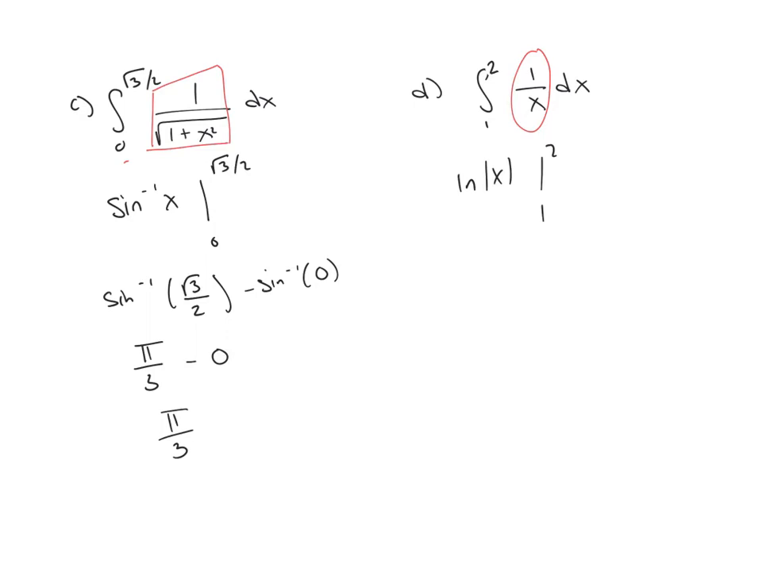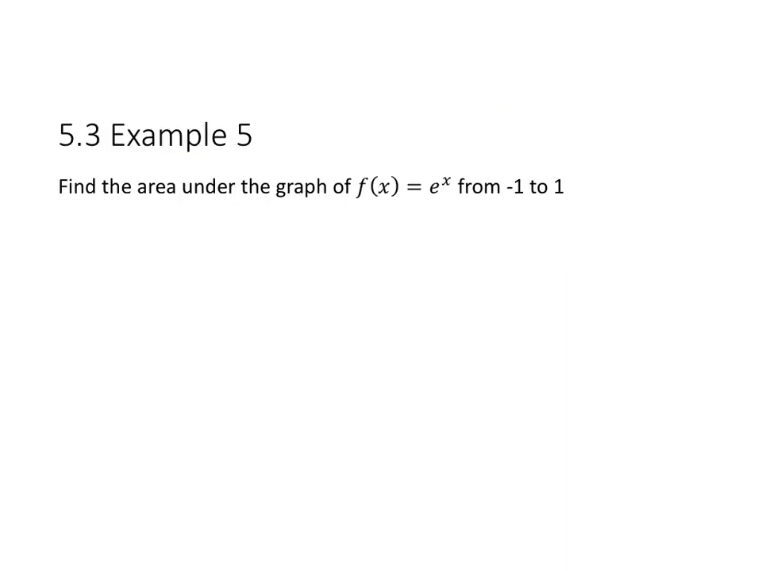When we take the antiderivative of this, the natural log, we always have the absolute value symbol. When we do the derivative, we don't need the absolute value symbol, but for the antiderivative, we need it. So it's the natural log absolute value of 2 minus the natural log absolute value of 1. And hopefully you remember that the natural log of 1 is just 0. So this is the natural log of 2.